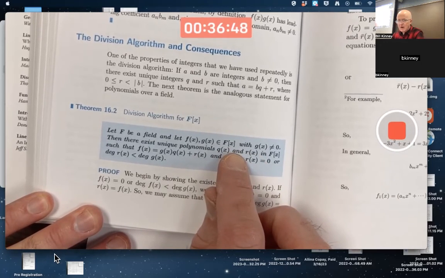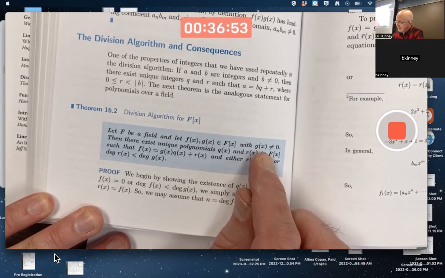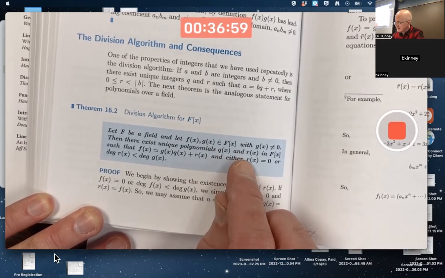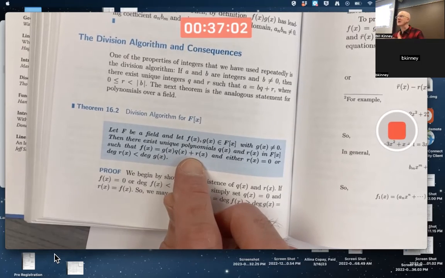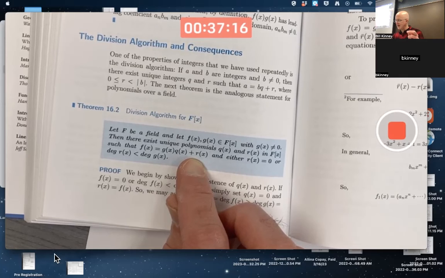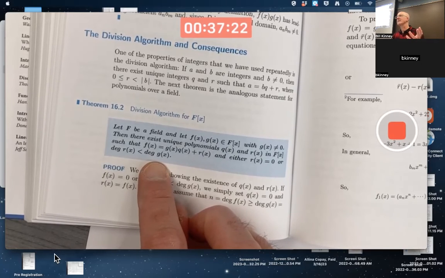And the essence of what we're about to do here is think about what happens when you divide by G of X. So we don't want G of X to be zero. When you divide F of X by G of X, you get a quotient Q of X and a remainder R of X, so that this equation is true. This is just like the division algorithm for numbers, a quotient and a remainder. Although with numbers, the remainder was either zero or something less than what we were dividing by. And with polynomials, the remainder is either zero or has a degree less than what we were dividing by.